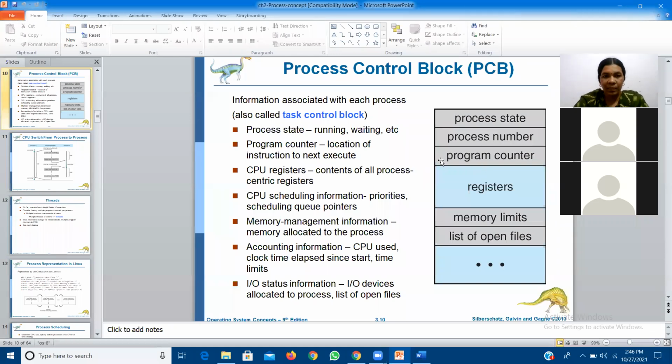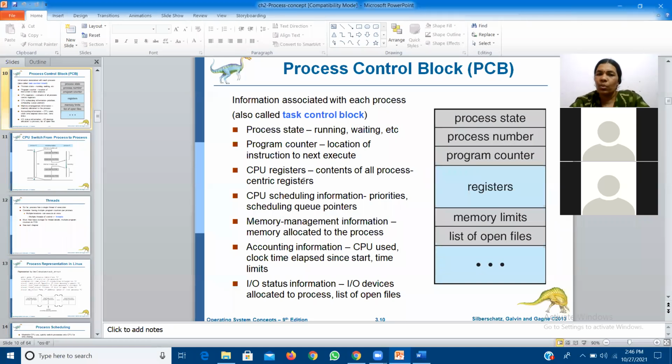Next, CPU registers contain the contents of all process-centric registers. Depending upon the processor, different types of registers are there, like A, B, C, D, H, L. This is mostly applicable with respect to the 8085 processor. Instruction registers are there, and these register pairs are also there: A, B, C, D, and H, L.